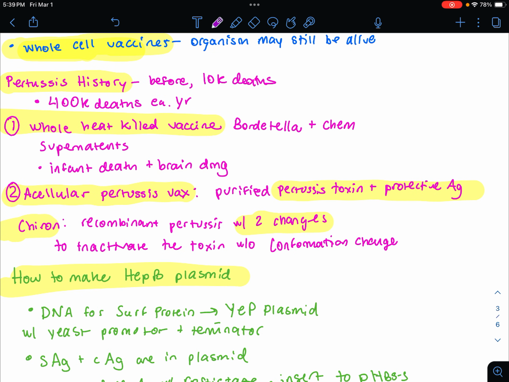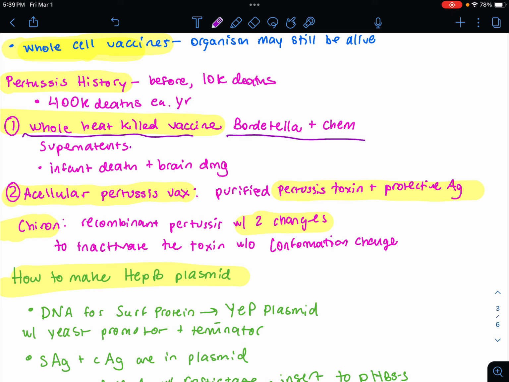Pertussis vaccine history. Before vaccination, there were 270,000 cases, with 10,000 deaths from those cases, and 45 million cases worldwide with 400,000 deaths. So before vaccination, a lot of cases, a lot of deaths of pertussis. The initial vaccine of pertussis would be the whole heat-killed cell vaccine of Bordetella pertussis and the inactivated culture supernatants. Those supernatants are also in there.